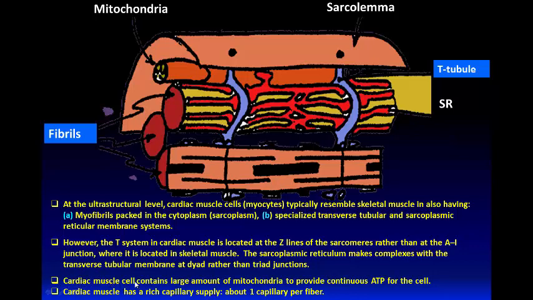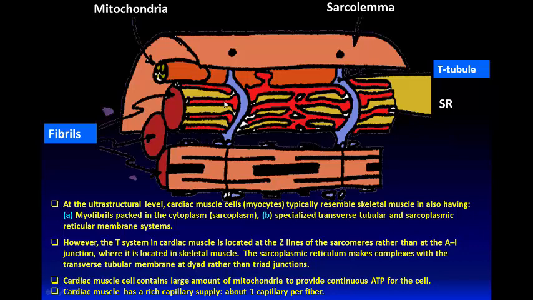The cardiac muscle cells contain a large amount of mitochondria, and this is very important in order to provide a continuous supply of adenosine triphosphate for the cells. And they also have a rich capillary supply, about 1 capillary per fiber.